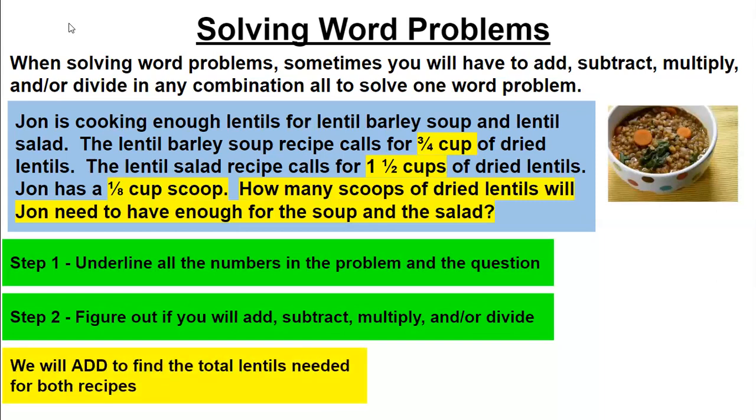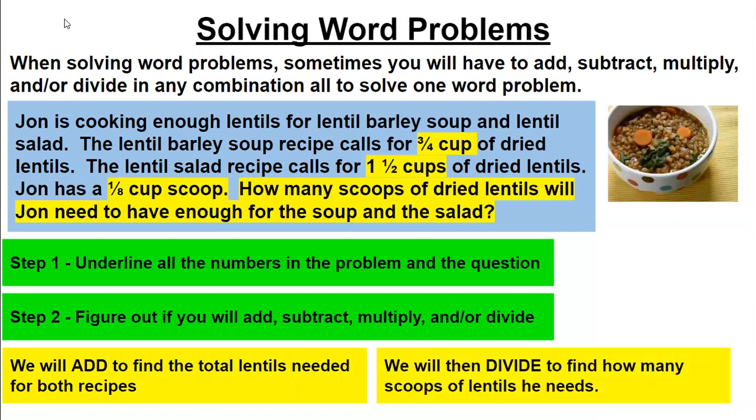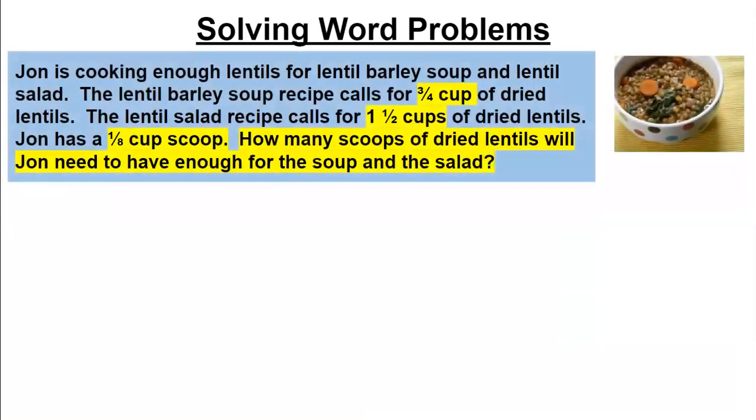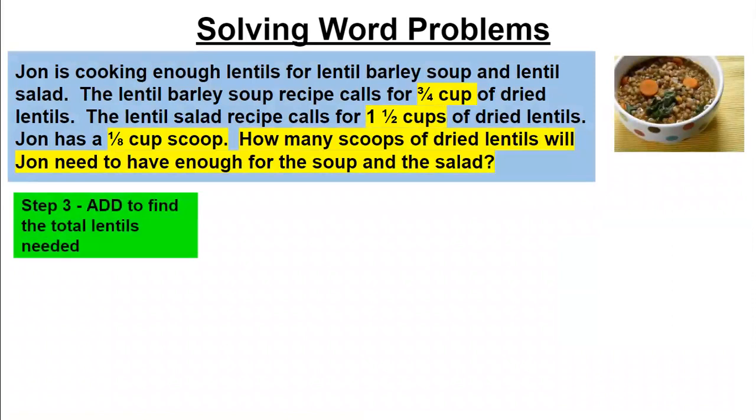So we will add to find the total lentils needed for both recipes. And then we're going to divide the answer to find out how many scoops of lentils John is going to need. So we're going to add, and then we're going to divide. So let's go to the next page here. Same problem. So let's add first.